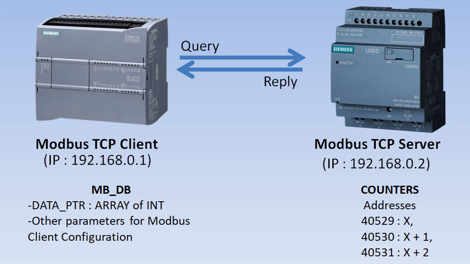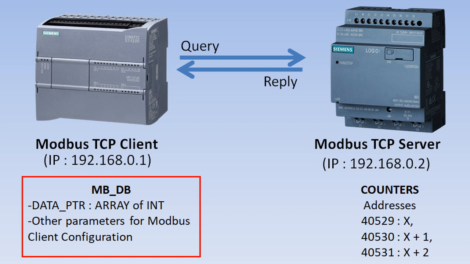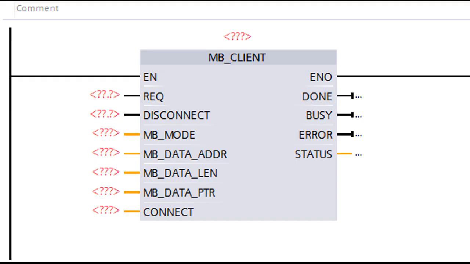cover in this video. In LOGO PLC, I have configured 3 holding registers which keep increasing their value every second. And from S7-1200 PLC, we will send query to Modbus server to read those data and will store in an array of integer. This is the block which we require to configure to enable the S7-1200 PLC to work as Modbus client.